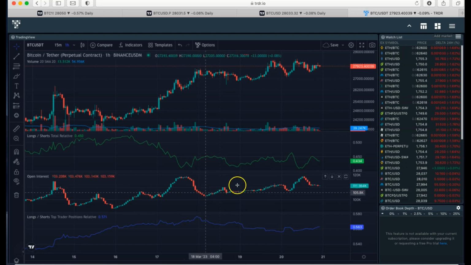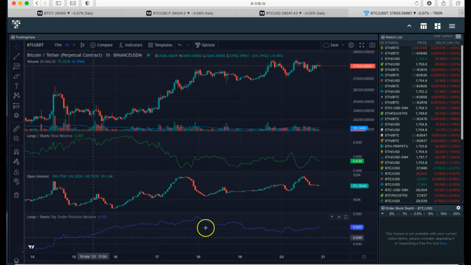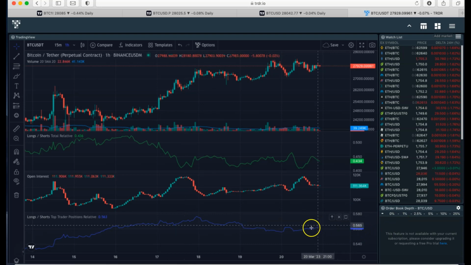Open interest was slowly creeping up as well. I mean, these are the top traders. The top traders were slowly stacking up, stealthily opening positions. They weren't crazy net long, but there was definitely divergence between the top traders and the retail.